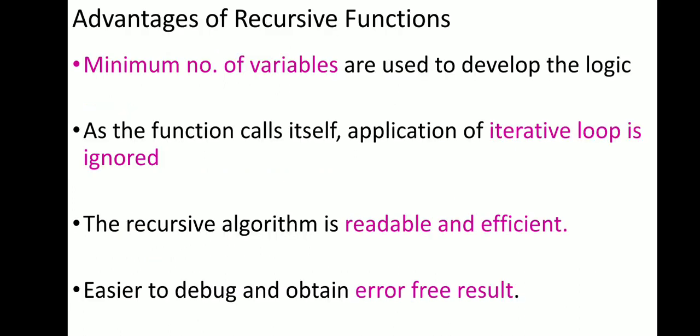Why are we using a recursive function? For writing a recursive function, you need a minimum number of variables because it keeps on calling itself. Mostly you will use recursive functions in linear equations, and in linear equations, the same variable is calling itself again and again. That's why a minimum number of variables are used to develop the logic, and as the function calls itself, the application of an iterative loop is ignored.